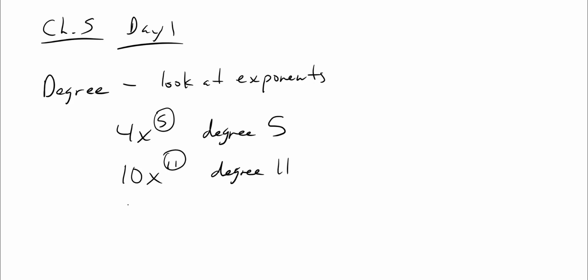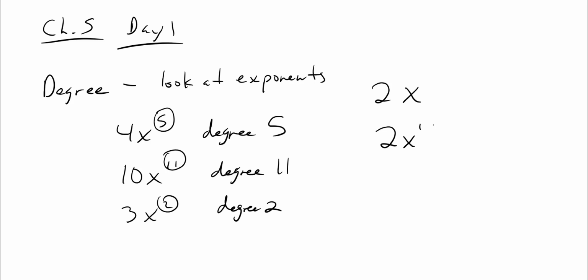Let's go down to a smaller one. How about 3x squared? Of course, that's degree 2. And how about just 2x? Well, you need to remember 2x is really 2x to the first power. So that's degree 1. That's important. If there's no exponent there, put a 1 there if you want, to help you out.